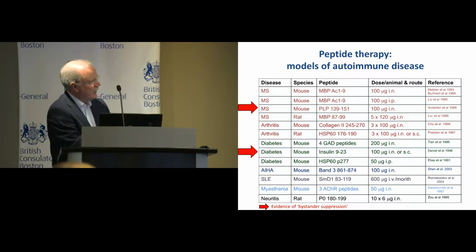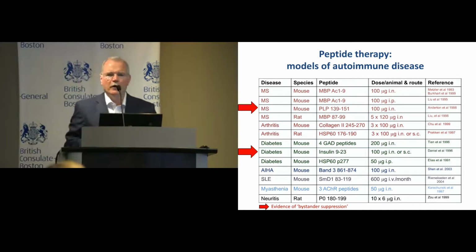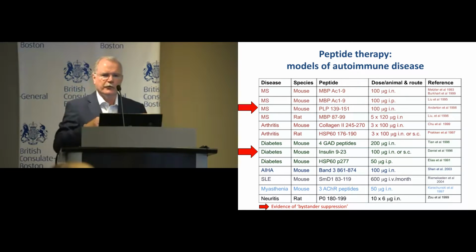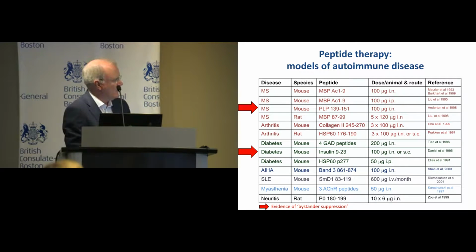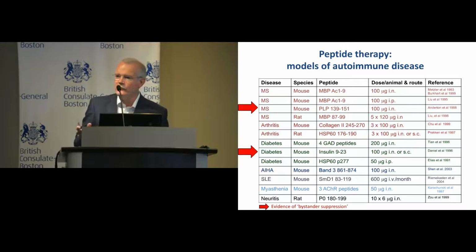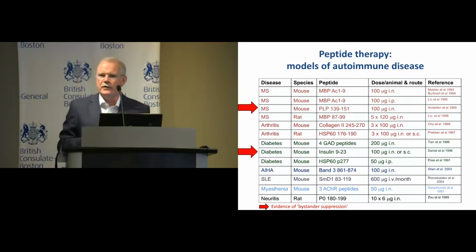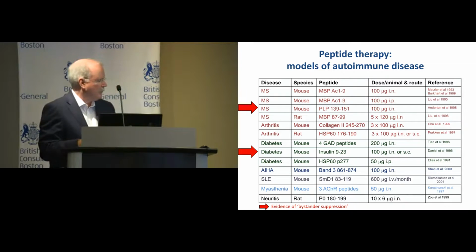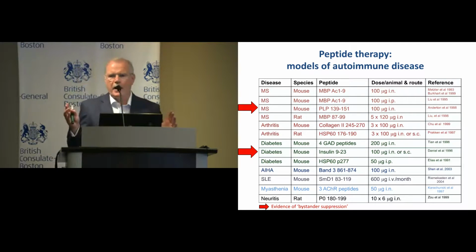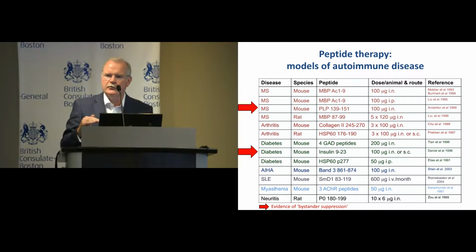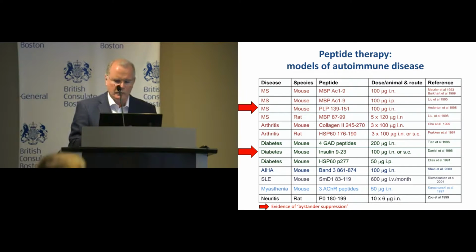One from Steve Anderson again, who showed that administration of one epitope from myelin would induce bystander suppression. That epitope would suppress the response to other epitopes within myelin. And also these three studies from different groups working on the non-obese diabetic mouse, where distinct epitopes from different proteins would all suppress the same disease. Again, evidence of bystander suppression. So we have very good evidence that peptides can suppress autoimmune conditions, that they can induce linked immune suppression and bystander suppression.